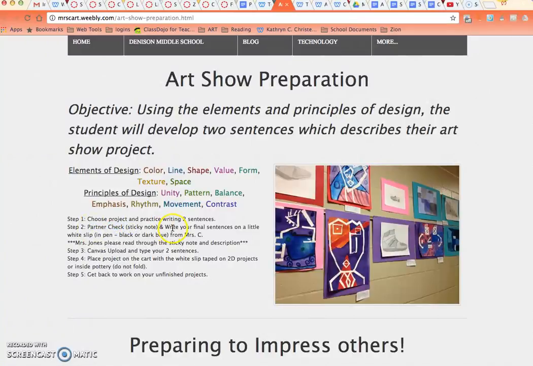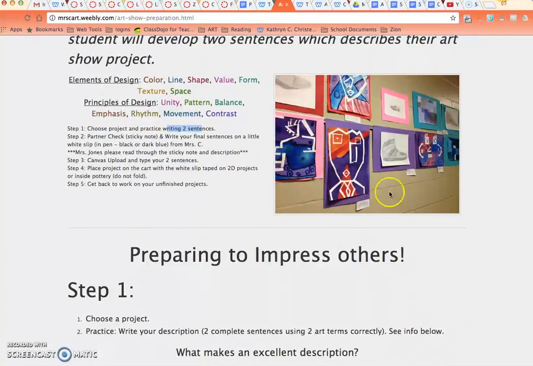and you will write your final sentences on a little white slip of paper, and we'll do the rest of the stuff later. But you're basically going to be choosing your 2 projects that you're going to choose between, so your first choice and your second choice, and writing sentences for those. This is a finished example right here, okay?